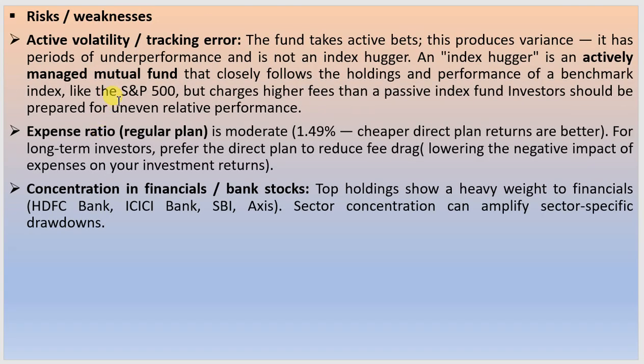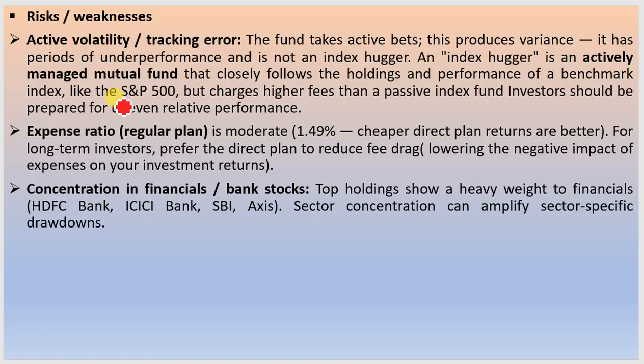Risk and weaknesses. Active volatility, tracking error. The fund takes active bets. This produces variance. It has periods of underperformance and is not an index hugger. What is an index hugger? An index hugger is an actively managed mutual fund that closely follows the holdings and performance of a benchmark index like the S&P 500 but charges higher fees than a passive index investor. Should be prepared for uneven relative performance.